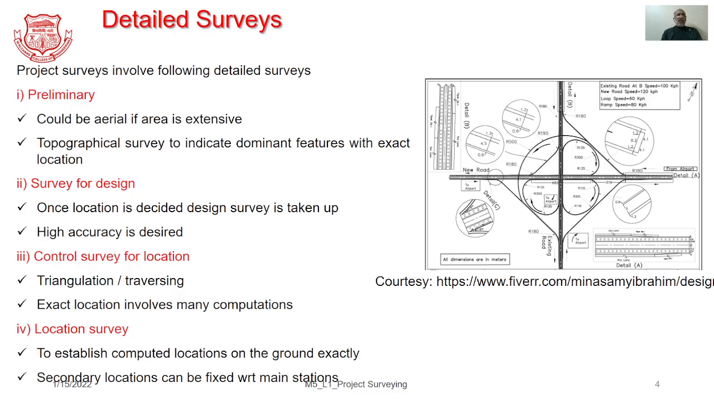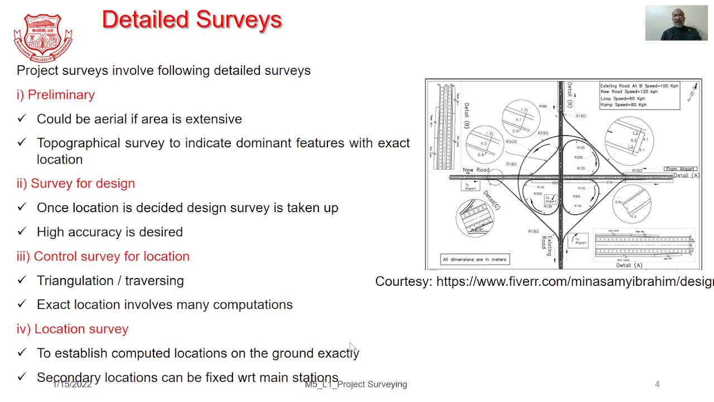Also, these locations will attract many computations in view of exact location as well as to have that location preserved. Subsequently, there is a need to have the location survey. It is helpful to establish the computed locations on the ground, on the exact location.